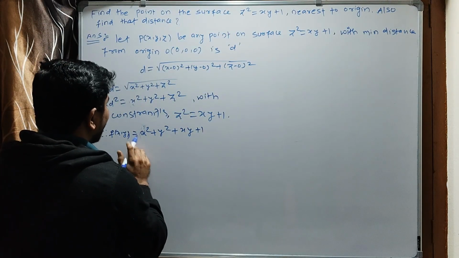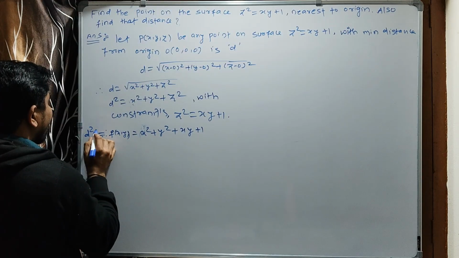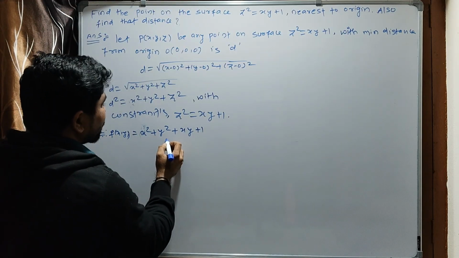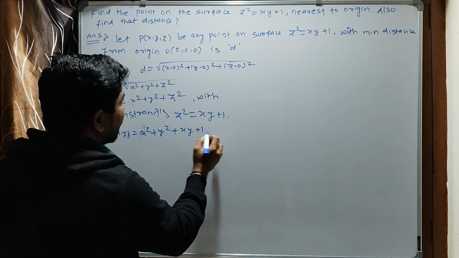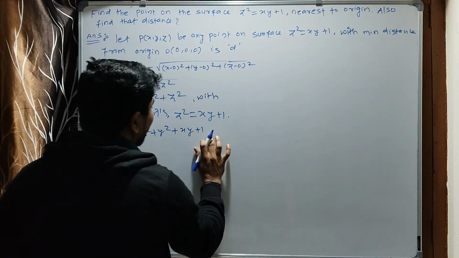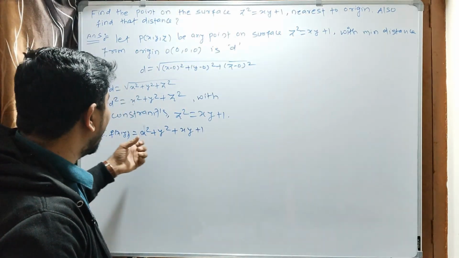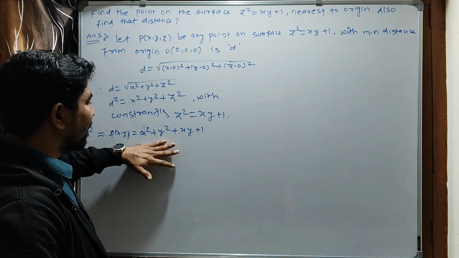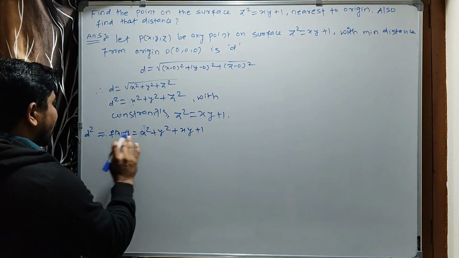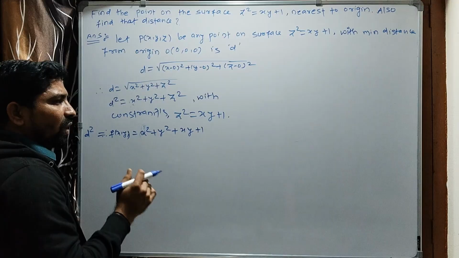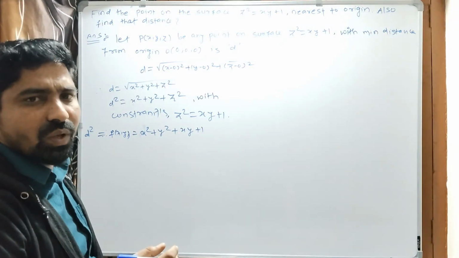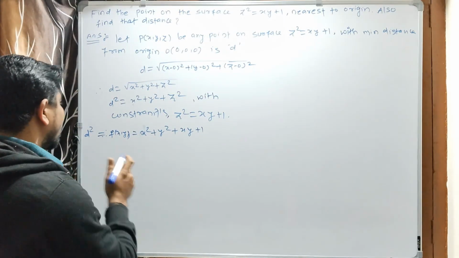Therefore f of x comma y, let's say d square equal to f of x comma y, is equal to x square plus y square plus xy plus 1. So this is my function. Now I want to discuss the maxima and minima of this function. I want to discuss the extreme values of this function. So for that purpose we have to find dou f by dou x equal to 0 and dou f by dou y equal to 0.